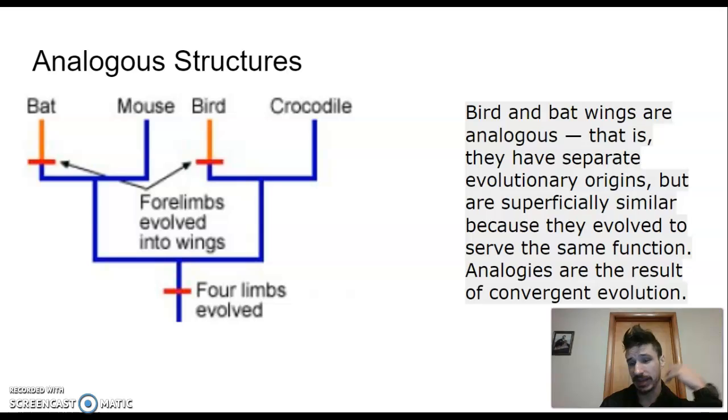Analogous structures, unlike vestigial or homologous structures, show separate evolutionary origins but are superficially similar because they evolved to serve the same function. So think about this: you have the wing of a bird and the wing of a bat. They're both wings. They both do the same function, but on their exterior they look drastically different. That is an analogous structure.